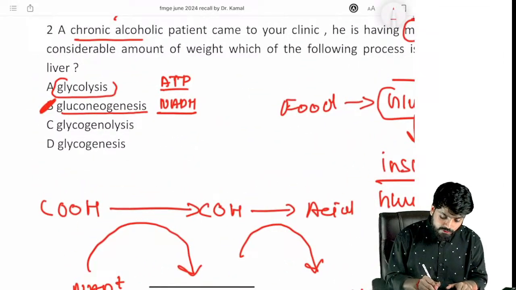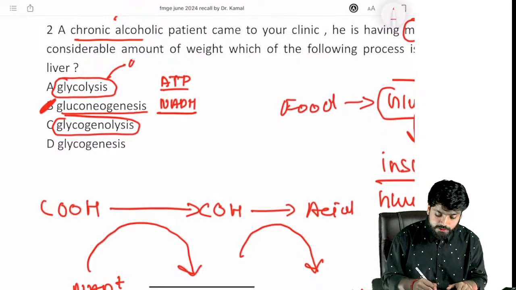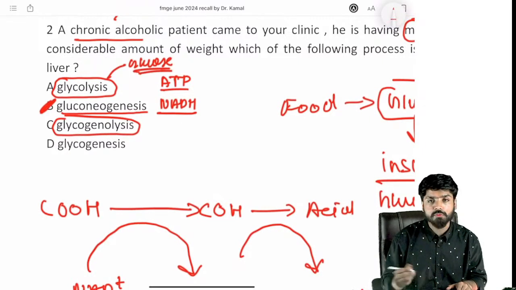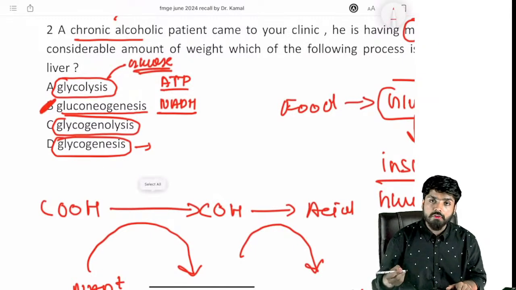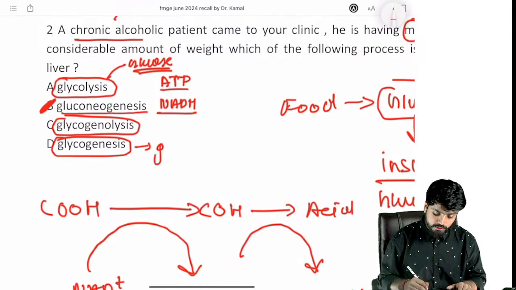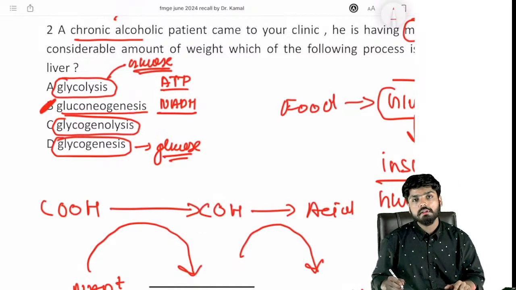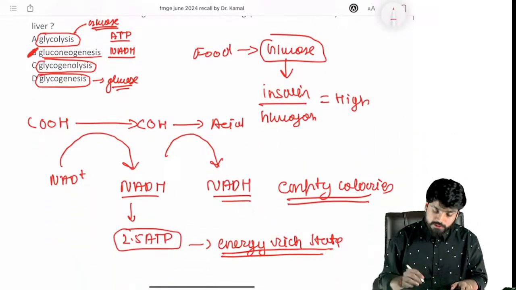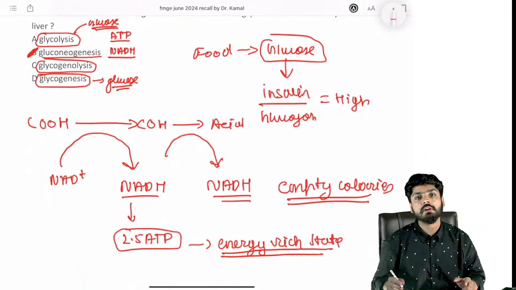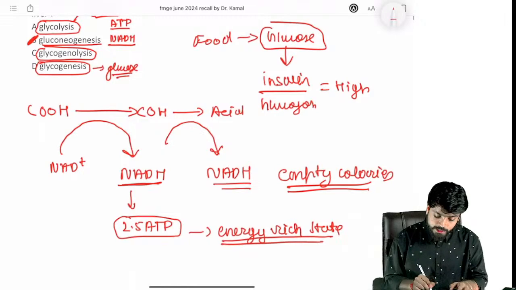For glycolysis and glycogenolysis, for glycolysis you need glucose. The patient is not consuming any kind of glucose. Glycogenesis also, glycogen will only form afterwards when we have glucose, right? So it also requires glucose. So these two processes don't happen in a chronic alcoholic patient. So this is the clear explanation of why a chronic alcoholic patient has gluconeogenesis inhibited in his body, because of this high NADH to NAD ratio.